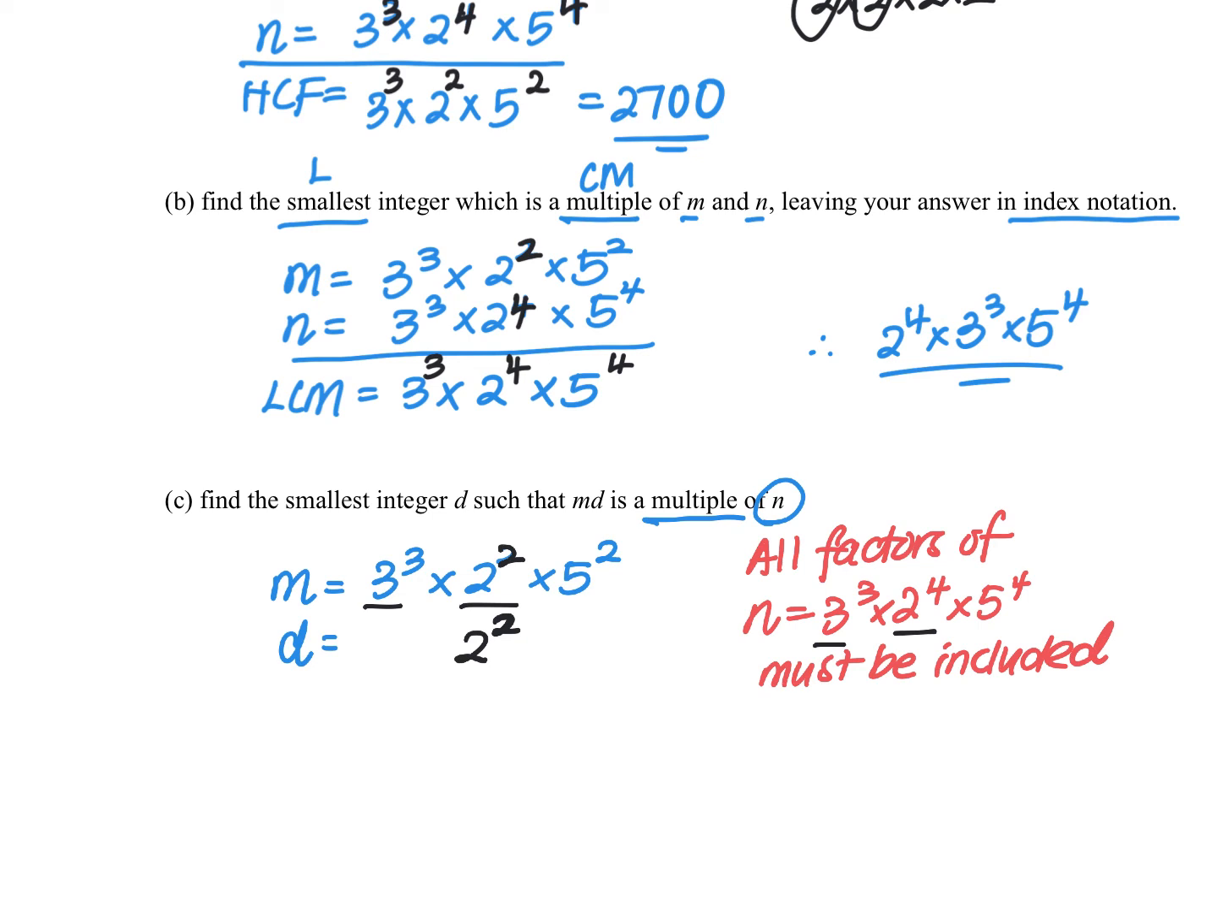Next thing, this is 5 to the power of 2, only have 5 times 5. I need 5 to the power of 4. How many more do I need to add? I need 2 more factors, right? So it's 5 to the power of 2. So therefore, what is D? This is the number for D. But the question, did they tell us to leave in index notation? No, right? So hence, I need to write down D equals to, calculate this, 2 squared times 5 squared. And I get the answer, 100.